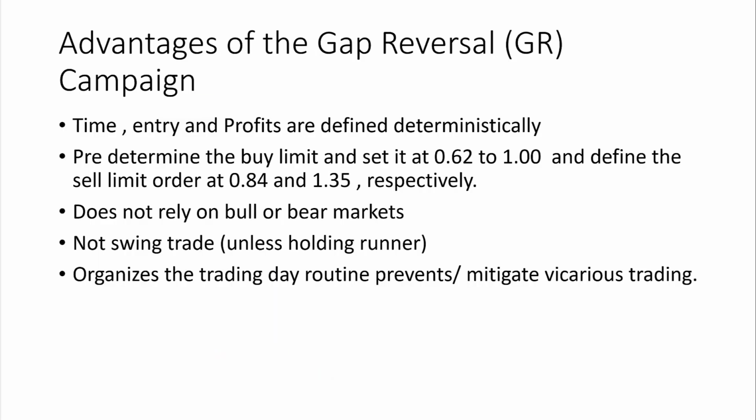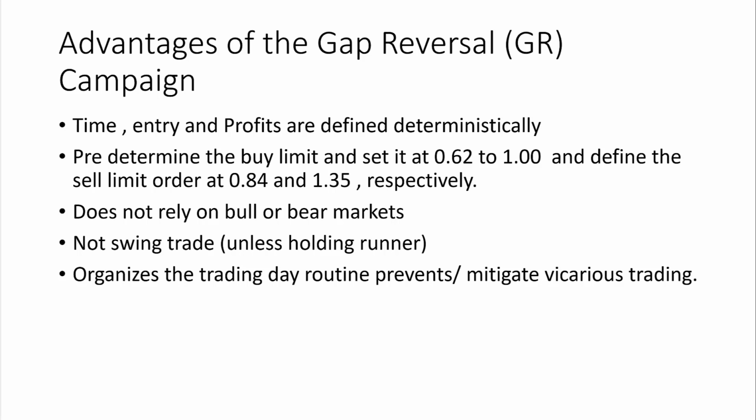So the advantage of this gap reversal campaign is, first of all, everyone knows about this gap reversal technique. It's not unknown. You can look it up anywhere. But one of the main advantages is that it's a timely trade. So it trades within a window. The entry and profits are defined deterministically, though not with such high precision. You can't get it down to 3 decimal places, but you can get it close to about 1 decimal place, or even better, you can probably just stick with a round number.